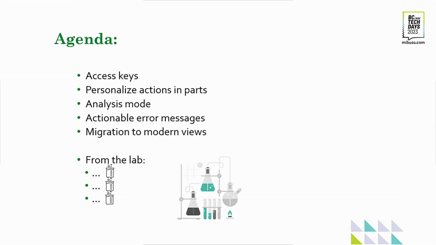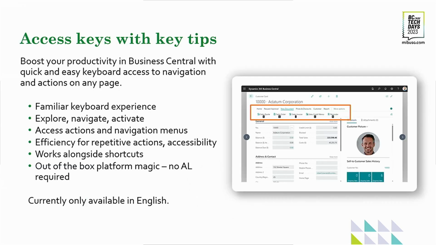So a brief look at our agenda for today. Of course, we're going to talk about features that you already see and can use with Business Central version 22. But then again, we also have some exciting things coming straight from the lab and being unveiled here for the first time. We don't want to tell you what those are yet, so we'll just keep the suspense going for a little bit longer. Let's get started with the first item of the day, and that is access keys with key tips.